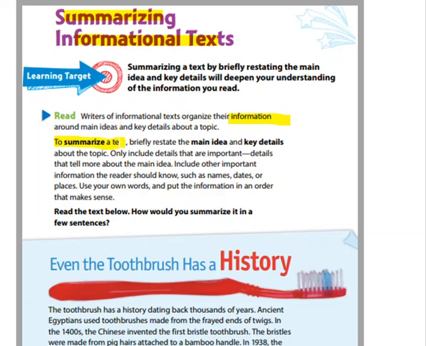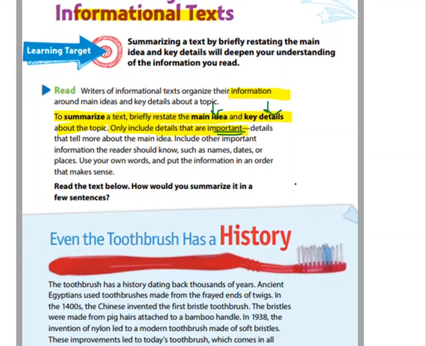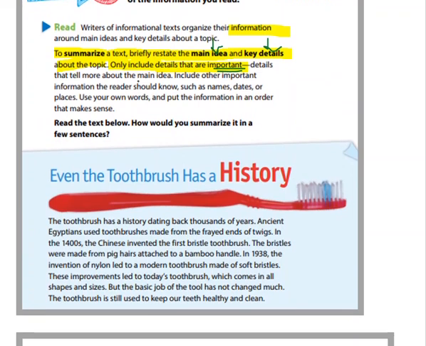So here's what we do. To summarize a text, briefly restate the main idea and key details about the topic. Only include details that are important. So that's basically the gist of it here, is to make sure that you tell the main idea, key details, and only include important parts. All right. And you can include other important information the reader should know, such as names, dates, or places if you'd like to, but usually that falls underneath that important information. So let's take a look at a story right here.